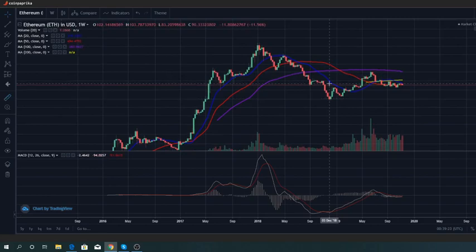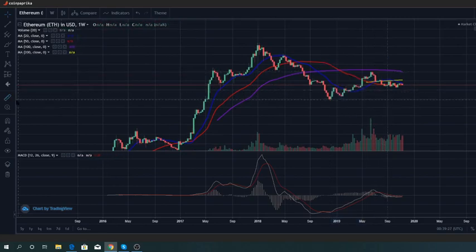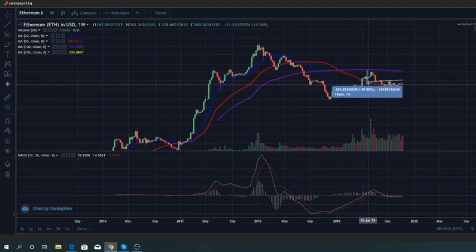When I say small correction, this is Ether, you can see the run up high, a 350% run up high, and if you are a trader, you would have taken your profit somewhere in this region, right?